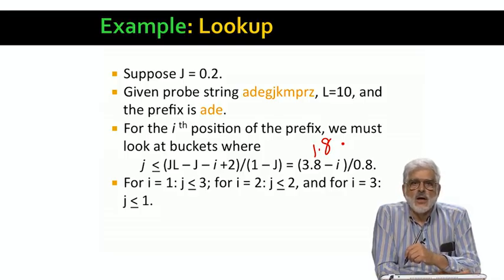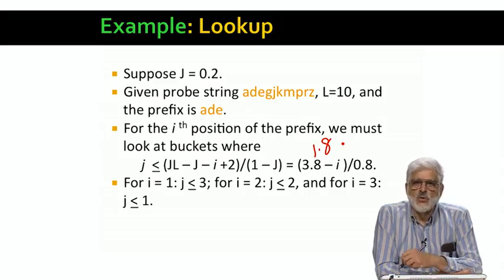Thus, J has to be 1 or 2. And for I equals 3, we get 0.8 divided by 0.8, so only J equals 1 will do. Of course, I can't be higher than 3 because the prefix of the probe string is only 3 positions long. But even if we were unaware of that, we'd get a negative upper bound on J for I equals 4 or greater.